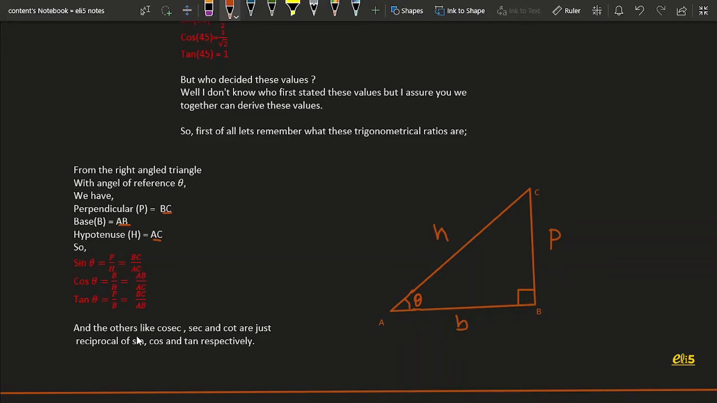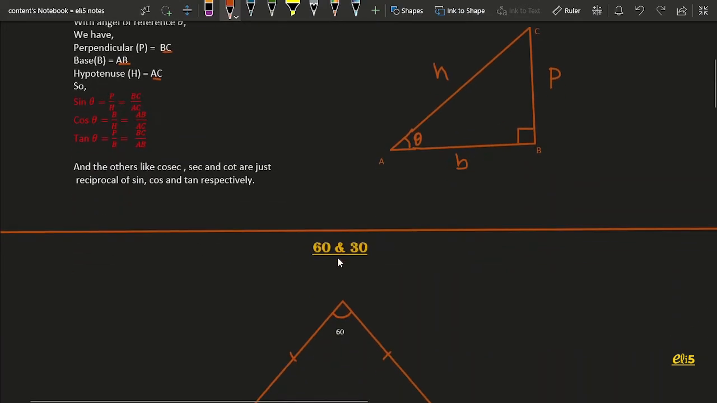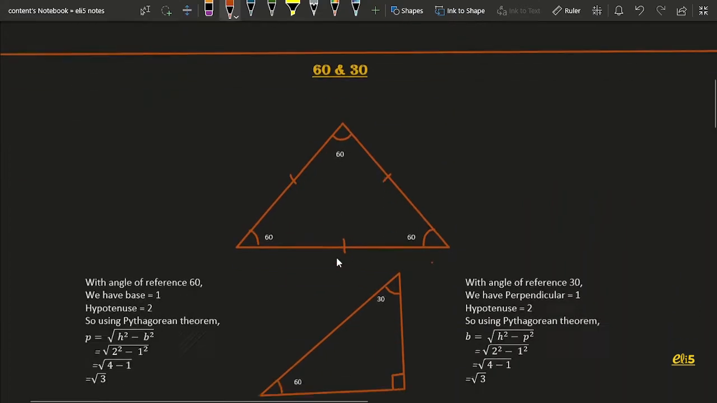The others like cosec, sec, and cot are just reciprocals of sine, cos, and tan respectively. Like cosec equals 1 by sine, sec equals 1 by cos, cot equals 1 by tan. So now let's start deriving. We'll first start with angle 60 degree and 30 degree.